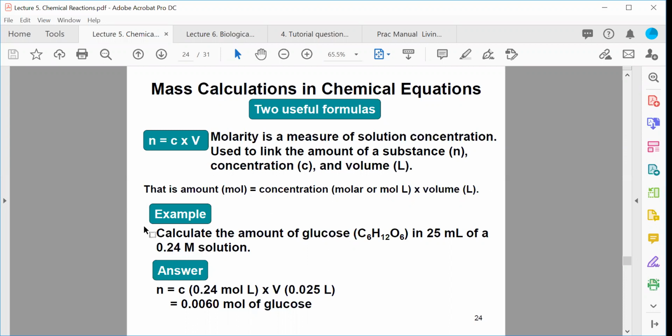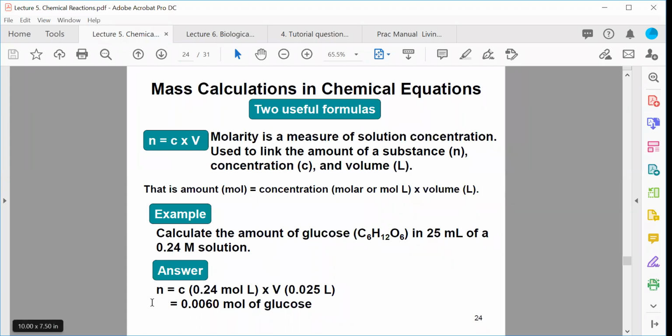All right, so let's look at an example. That's the best way to really understand this. Calculate the amount of glucose. So amount of glucose, we're referring to N, number of mole, amount. In 25 mil, we already know we have to convert that because our volume has to be in litres, of a 0.24 molar solution. Okay, so that molar solution, that means we've already been given concentration. So that concentration is referring to molarity.